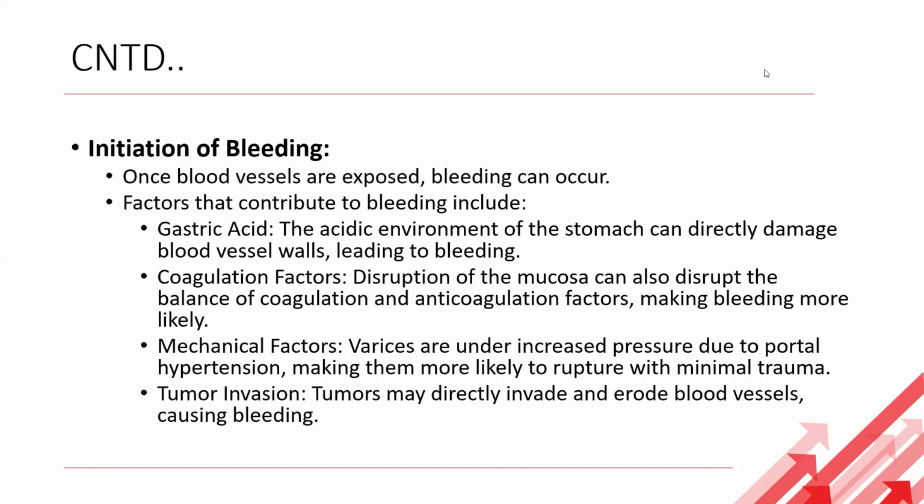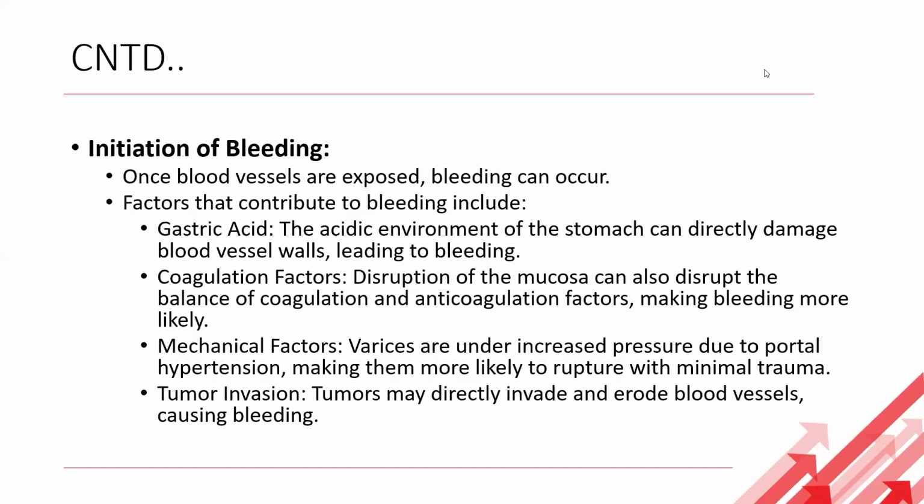Now, once that happens, you get your initiation of bleeding. So once the blood vessel is exposed, bleeding can occur. Now, the factors which contribute to this bleeding include your gastric acid. The acidic environment of your stomach can directly damage the blood vessel walls. And then you have things like coagulation factors. A disruption in the mucosa can also lead to a disruption in the balance of coagulation profiles and your anticoagulant factors within the blood vessel, making bleeding more likely.